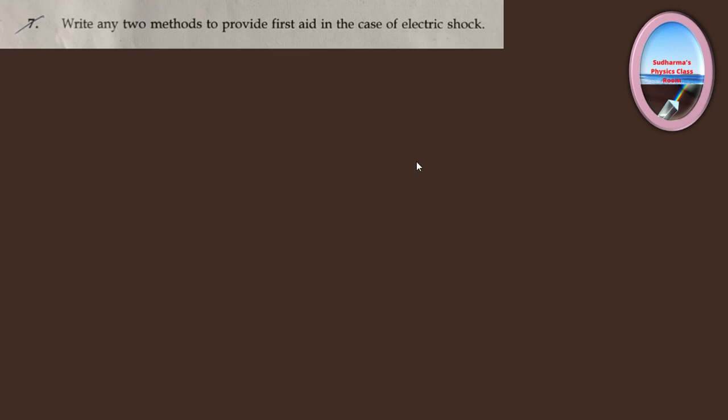Going to the 7th question. Write any 2 methods to provide first aid in the case of electric shock. So basically, if there is a person suffering from electric shock, first of all, we have to make sure the person is not touching the body which caused that electric shock, because otherwise his body will be acting like a conductor and we will also get electric shock if we go and touch that person. So we have to ensure that. So once it is ensured, that is a safety precaution, but the question is about first aid.